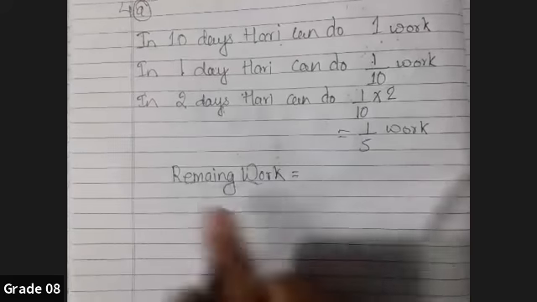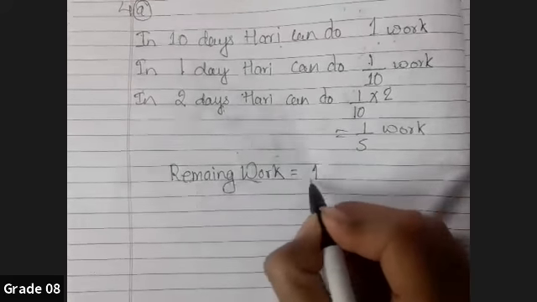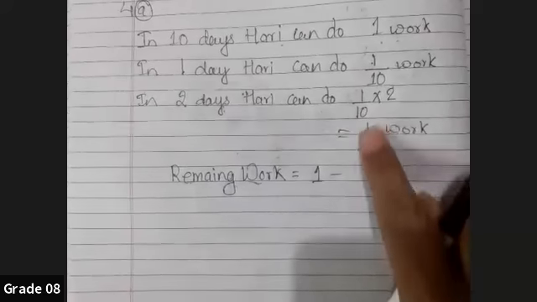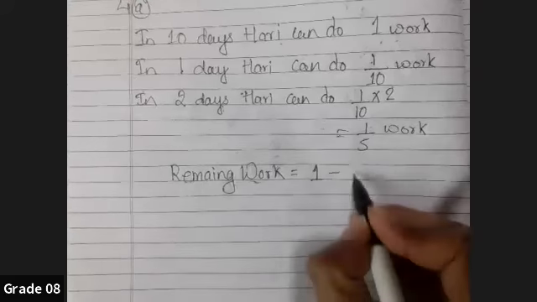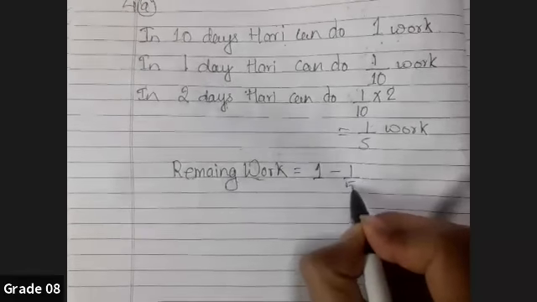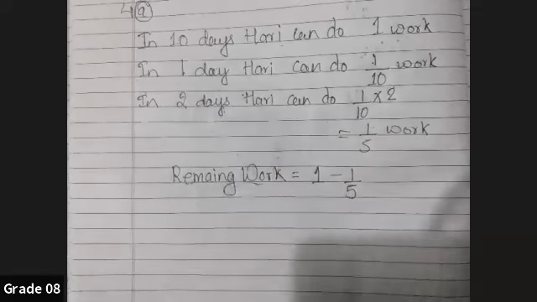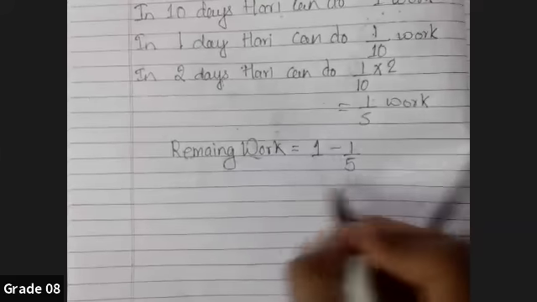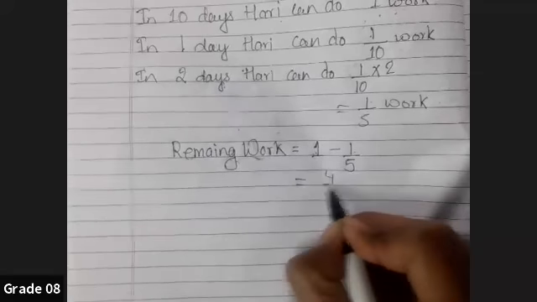To calculate the remaining work, we have to do 1 minus whatever work is complete. This is the work completed, and 1 always means the whole work. So remember, while finding the remaining work, always take 1 as the whole work and subtract from 1 only. When you calculate this, 5 ones are 5, 5 minus 1 is 4/5 work.